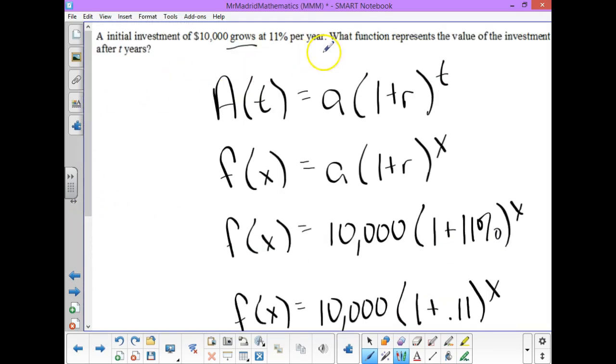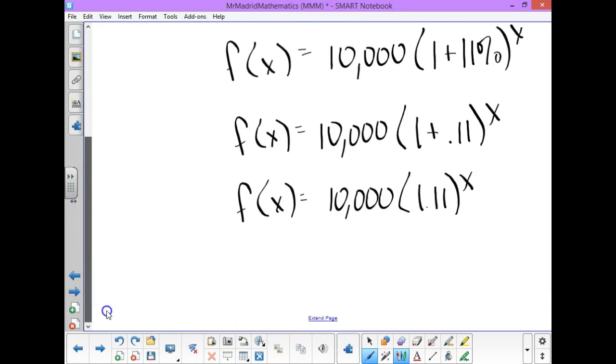Okay. What did they ask for? A function? No. We've produced one. We've given it to them, guys.